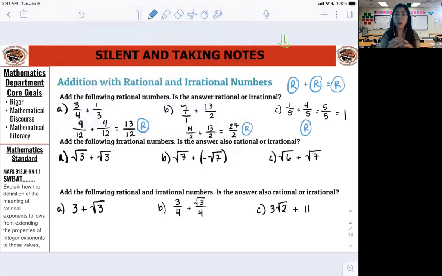And that is a true fact. Anytime you have two rational numbers, no matter what they are, you're still going to get a rational answer when you add them up together. Any questions on that?